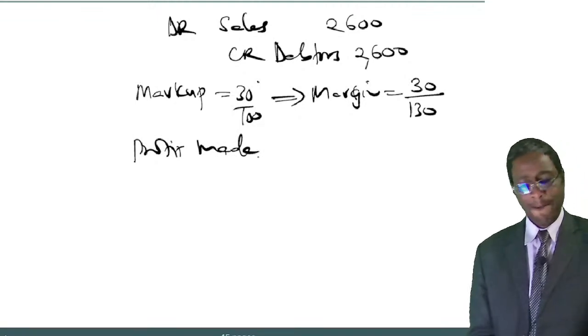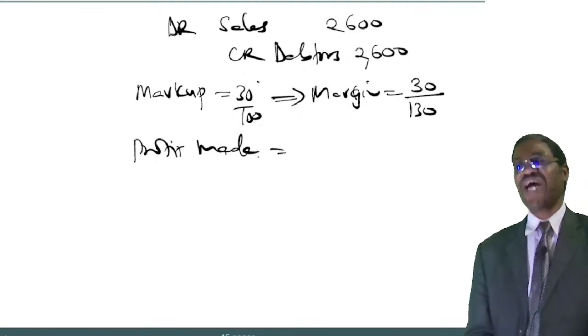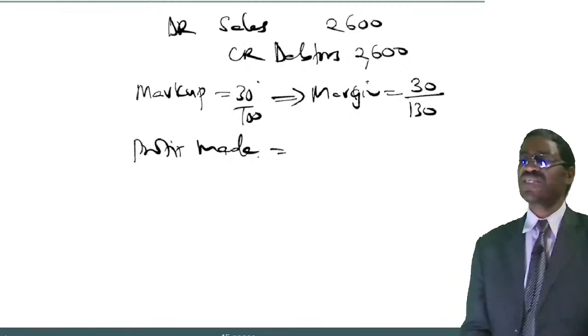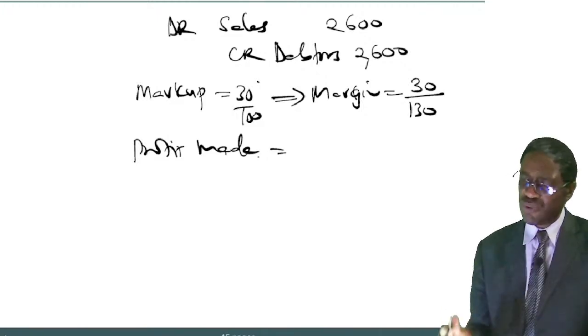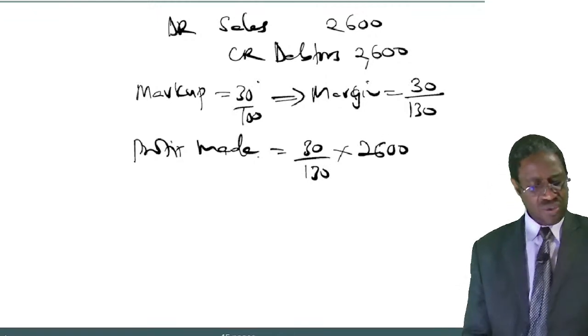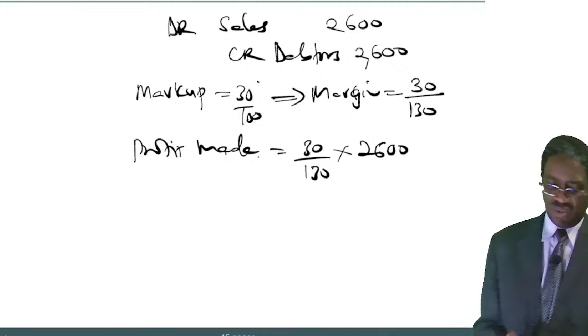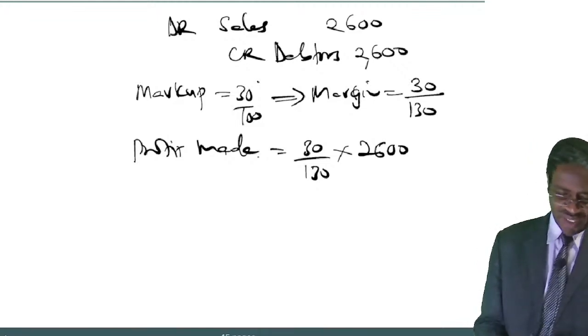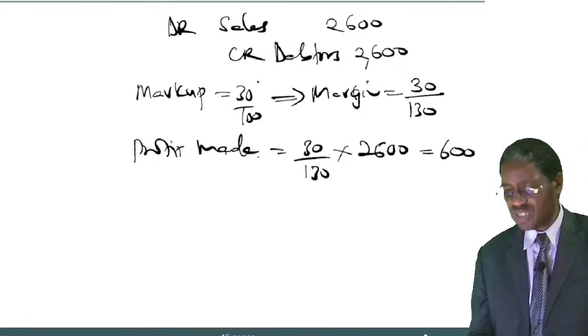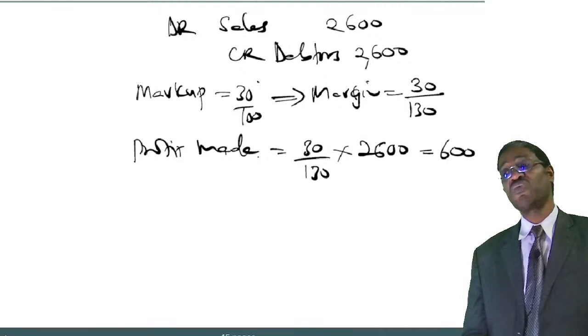Profit made. When you sold the goods at 2.6, at a profit margin of 30 divided by 130, what was the profit you made in the 2.6? It will be 30 divided by 130, multiply that by 2,600. So what profit did you make when you sold the goods to your customers? I take 30, I divide that by 130, I multiply that by 2,600. That is giving me a profit of 600.